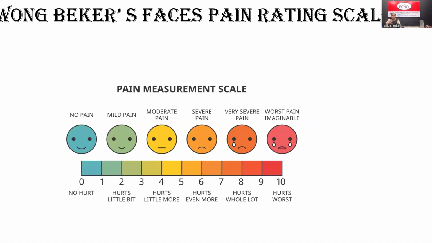And here, this is Wong-Baker Faces pain rating scale. Here you can see the pain measurement scale. 0, 1, 2 is mild pain. 3, 4, 5 and all is moderate pain. 6, 7 is severe pain. 7, 8, 9 and all is very severe pain. Worst imaginable pain is 10.